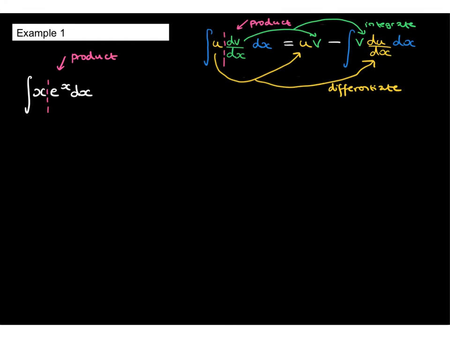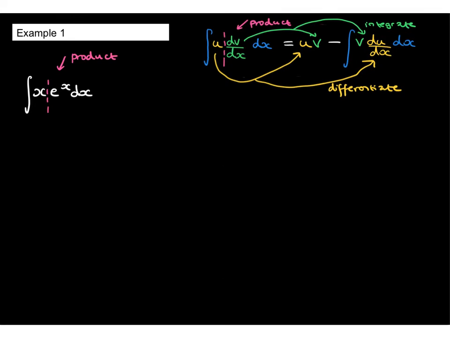Now, choosing the two parts is something that requires practice and familiarity, and it might be difficult to see which is which to begin with, which is why you have to see lots of examples and try lots of examples to really get the hang of this process. You may do it wrong to begin with, which is absolutely fine, and you will notice that it quickly turns into something you can't integrate if you go wrong in your choice. And we will have a look at what happens if you go wrong in your choice in a minute.